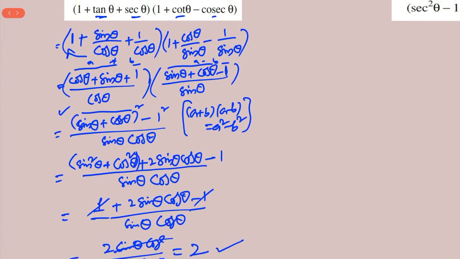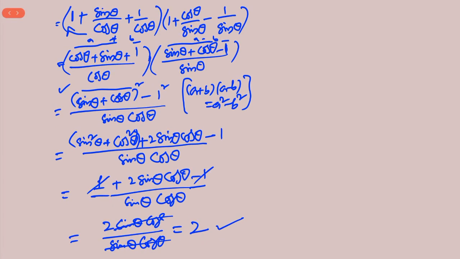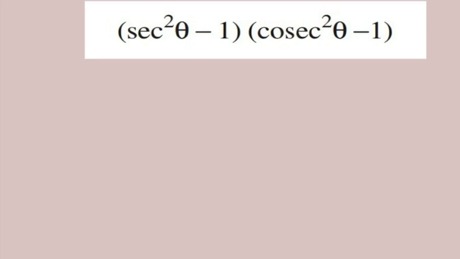identities. Whenever these kinds of problems are there, first convert tan and the other ratios, write them in terms of sine or cos, then easily we can solve in this manner. Here is another problem: secant square theta minus 1 into cosecant square theta minus 1. This is the expression. The question may be to simplify the following or evaluate the following. So evaluate the following. You see the ratios secant and cosecant.